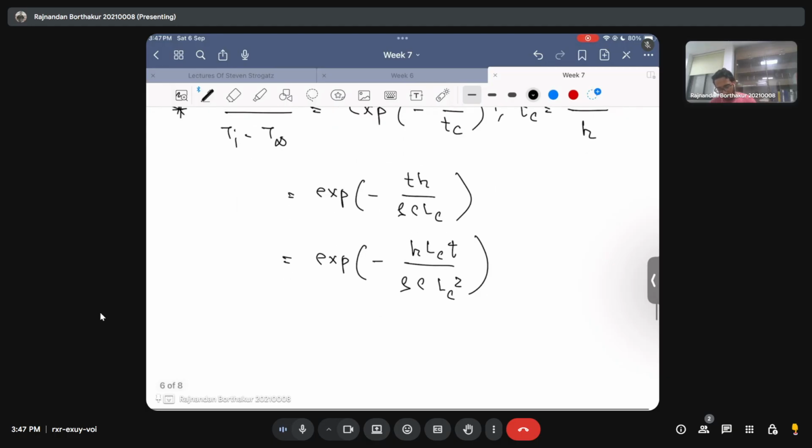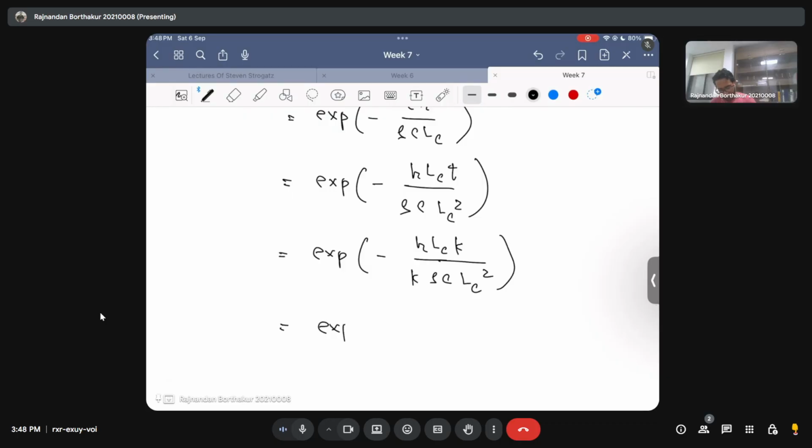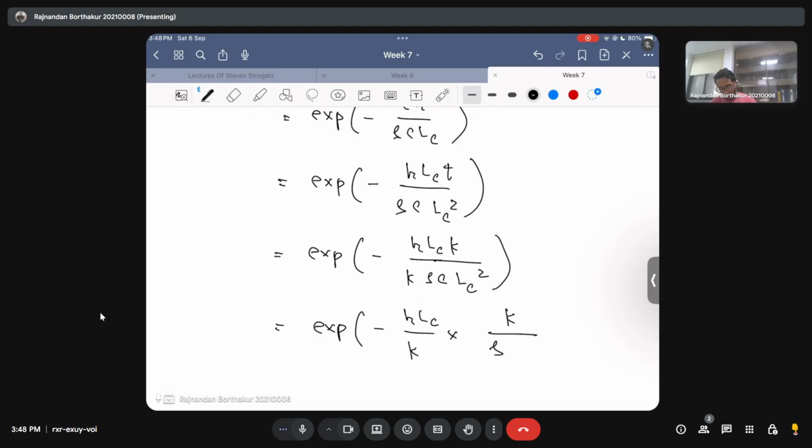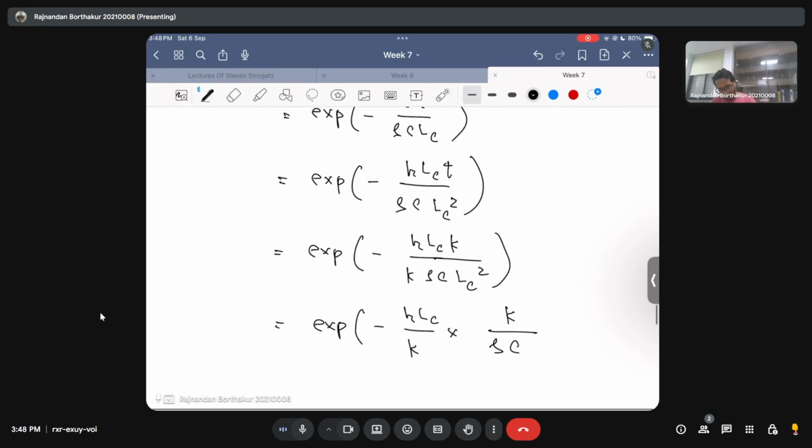And also what we will do is we will multiply the numerator and denominator by K, and then this becomes HLC K by K rho C LC squared. Okay. And then what we'll do is we will segregate certain things. So we'll just write HLC by K, and then the other things we'll write as K times rho C. Okay, there is a T as well. So it just becomes KT times rho C LC squared.